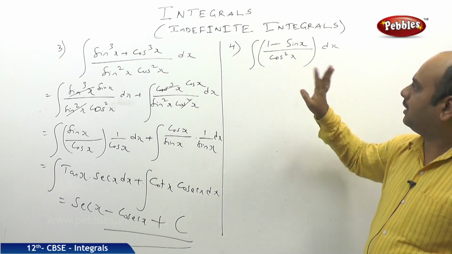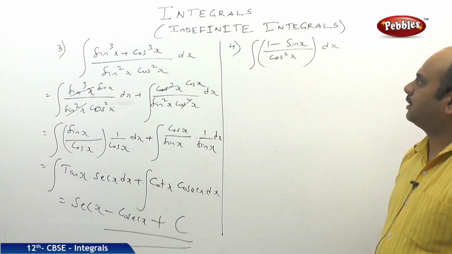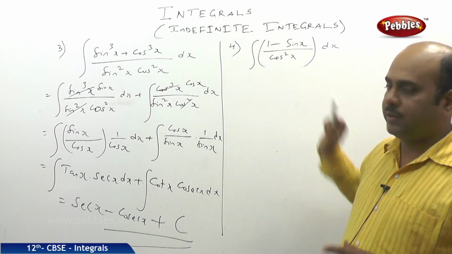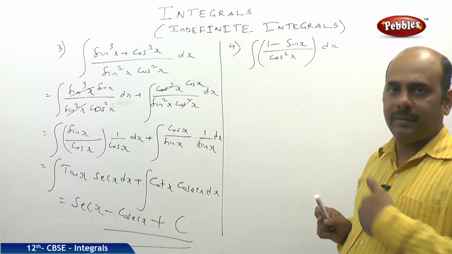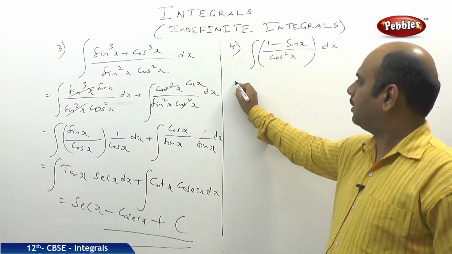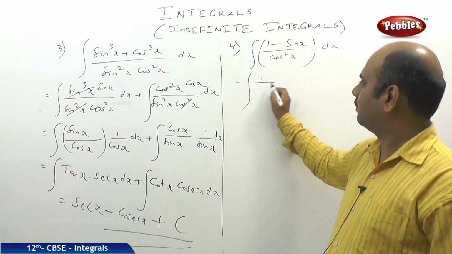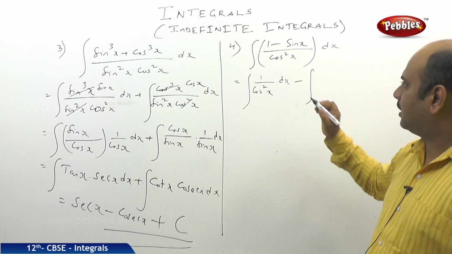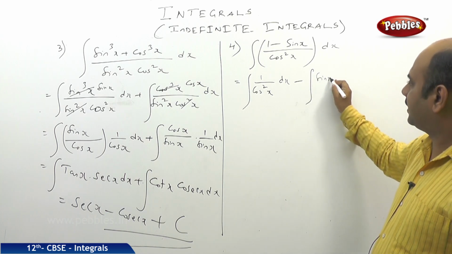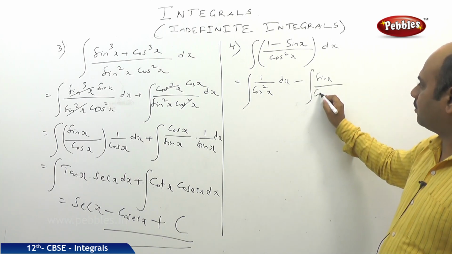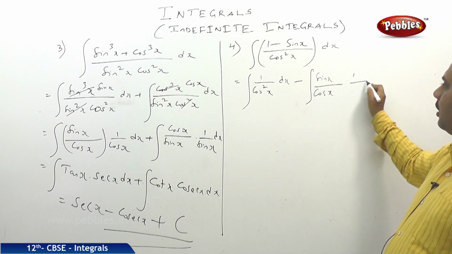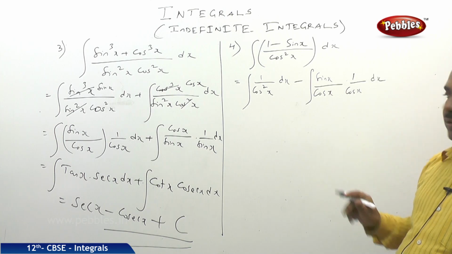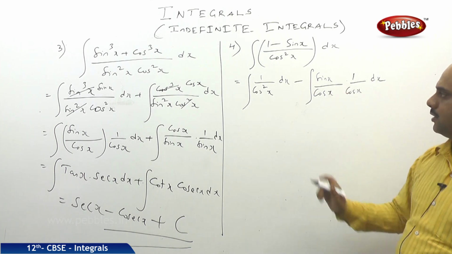Integral of 1 minus sin x by cos square x dx. Very beautiful problem. It is also looking like a minus b by c, so you can make it as a by c minus b by c. So here, integral of 1 by cos square x dx minus integral of sin x by cos square x. Cos square x I'll be writing as cos x into cos x, so sin x by cos x into 1 by cos x dx.